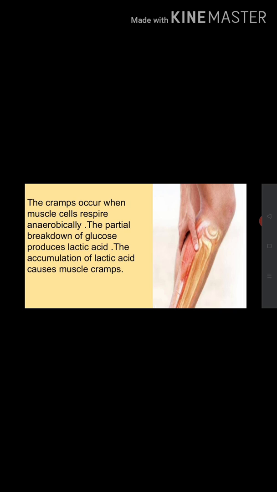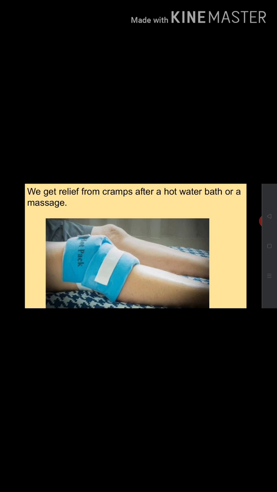Why do our muscles cramp after heavy exercise? Because the partial breakdown of glucose produces lactic acid. This lactic acid accumulation causes muscle cramps. Then how do we get relief from these muscle cramps? We get relief from these cramps after a hot water bath or a massage.